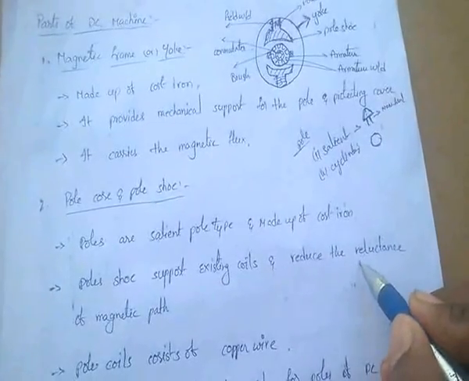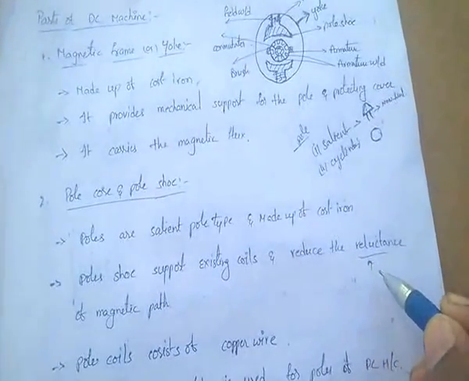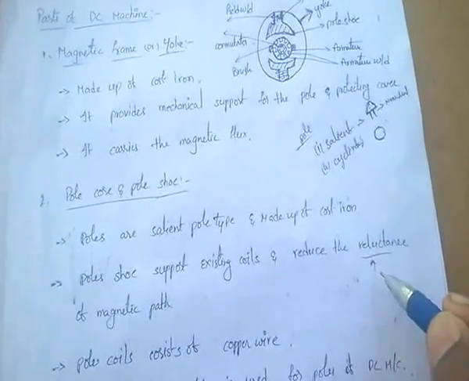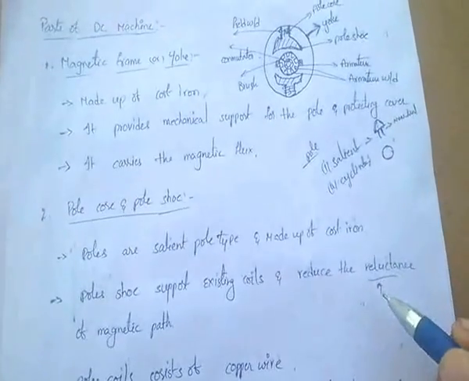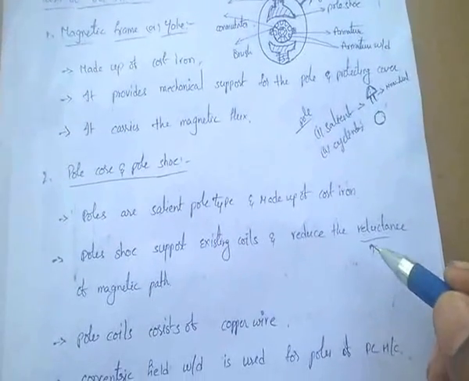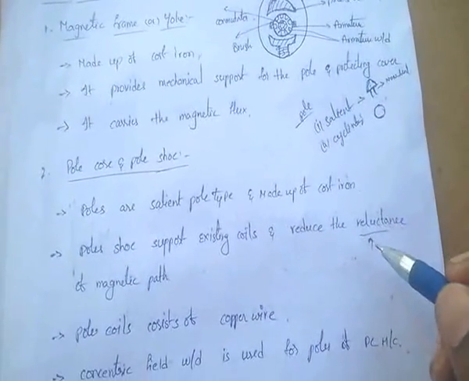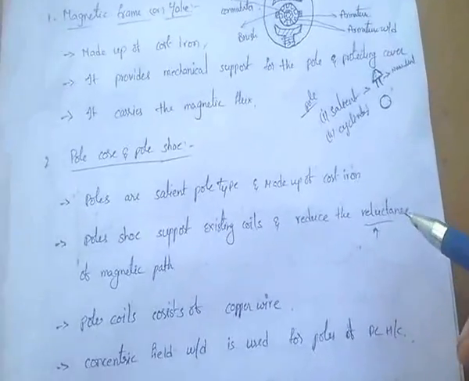What is meant by reluctance? I already explained it in basic engineering. Reluctance means that which opposes the flow of magnetic flux. So the pole shoe reduces the reluctance.